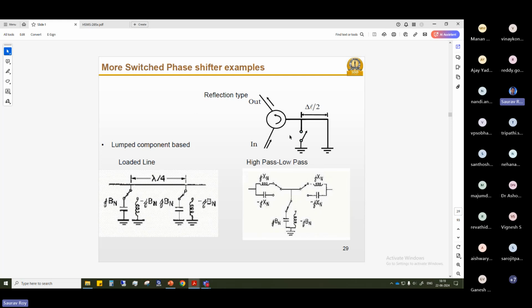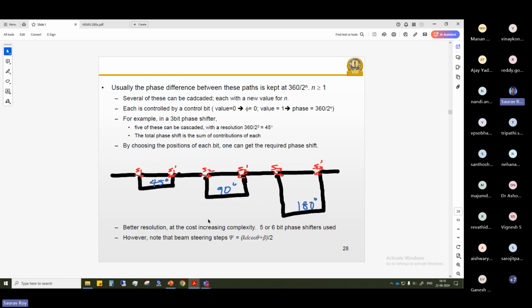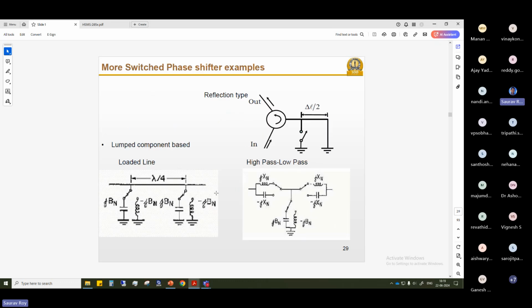So these are the different types, and they have advantages and disadvantages in terms of more isolation. Some have more reflection. In some cases you can do it with a lesser number of diodes. So these are very different types, and you can look into them. But this very basic circuit here is quite popular and it works. So that is about the phase shifter.